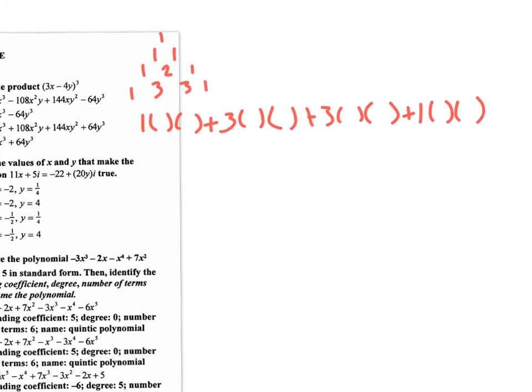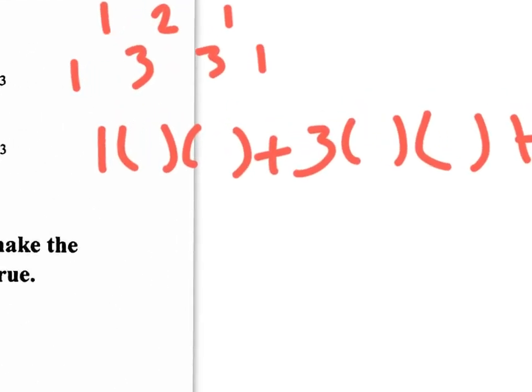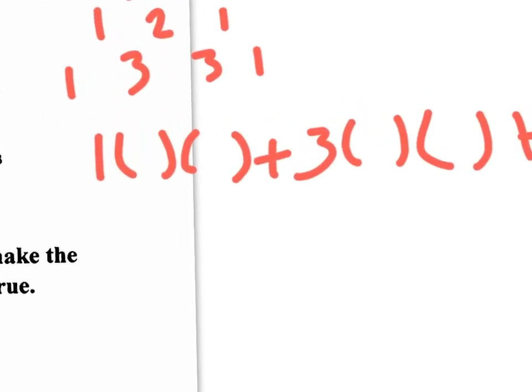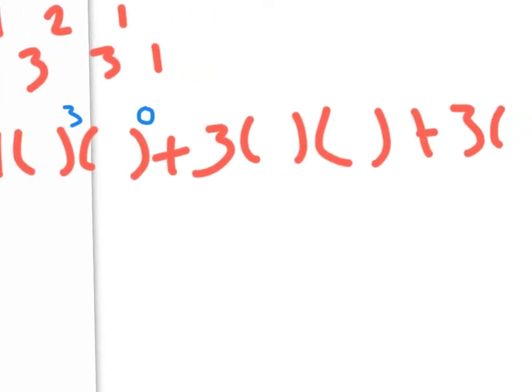So the highest power is 3, which means that the first parenthesis is going to have the highest power of 3, which means that the second parenthesis is going to have the power of 0. And as you go to the next one, the 3 has to decrease by 1 to become a 2, and the 0 increases by 1 to become a 1. Moving on to the next one, if the iPad gets unfrozen, you gotta be kidding me, we're stuck.